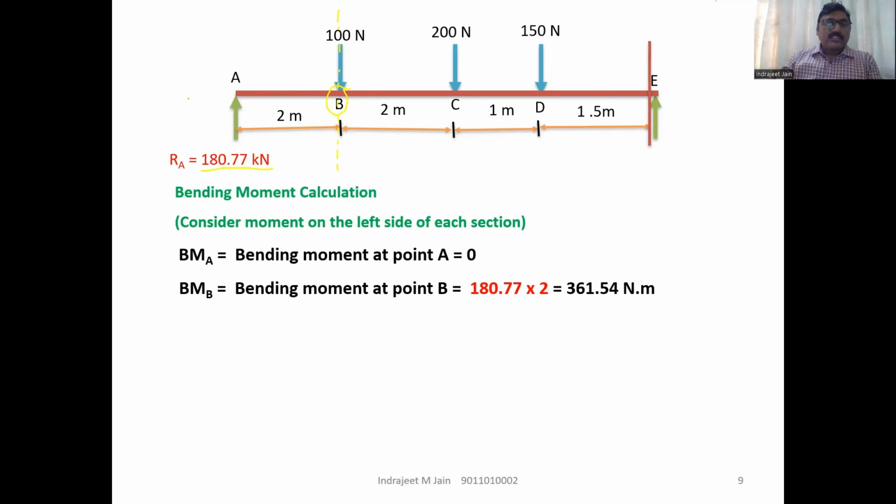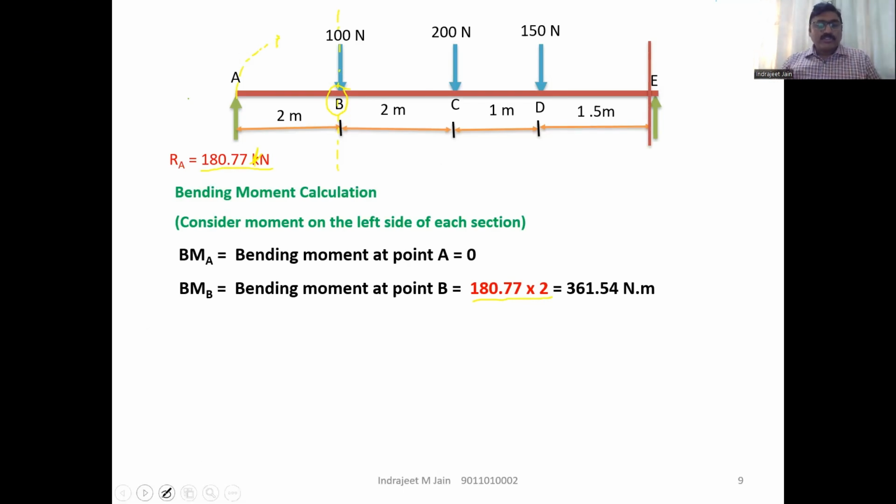So it is clear. And this force produces a clockwise moment. It rotates clockwise. So here 180 into 2 is your moment. 180 into 2 will give the moment at point B. On the left side of point B, a 100 Newton force is acting at the same point B. So the moment of the 100 Newton force about B will be 0.